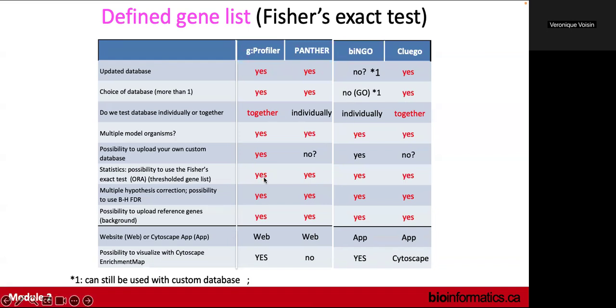The statistical test is a Fisher's exact test. It corrects for multiple hypothesis testing. There are actually multiple methods for this. There is a possibility to upload a custom background. So for example, if we have a NanoString panel and a restricted background, we can do that. It's web-based, and it can also be connected with Cytoscape.